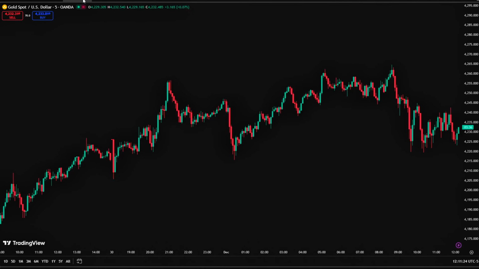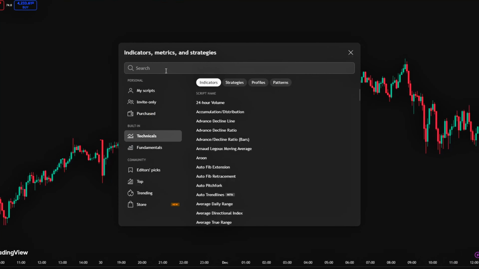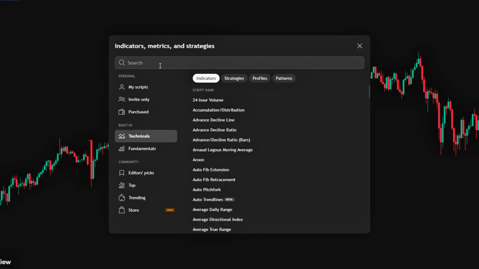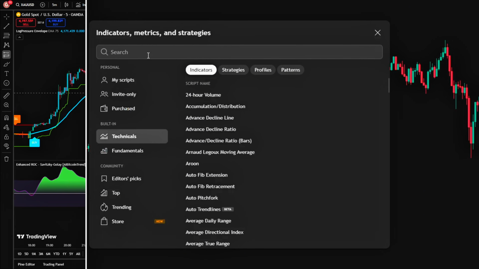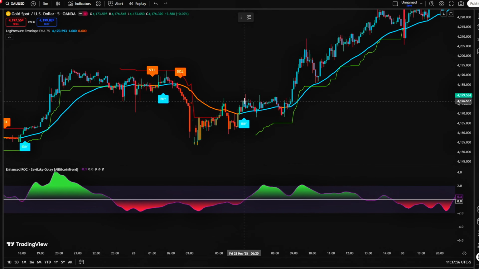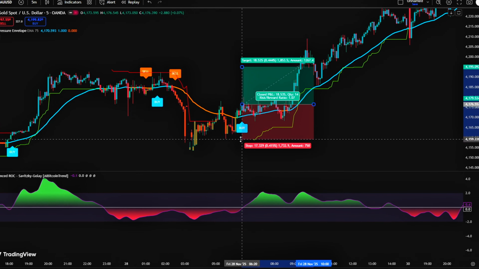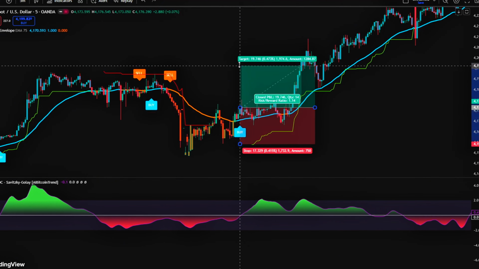So we all know that TradingView has thousands of indicators. The moment you open that indicators menu, it feels like a flood of options coming at you all at once. It's overwhelming and scary. But here's the truth most traders will never talk about.